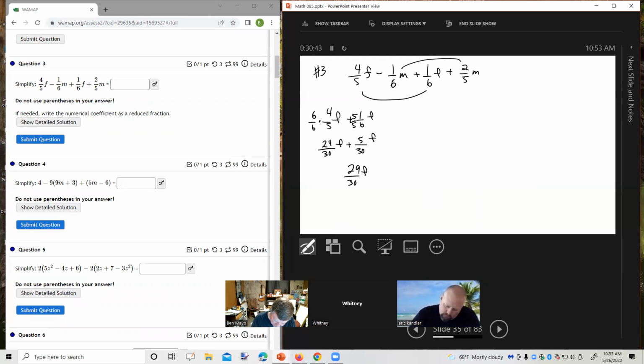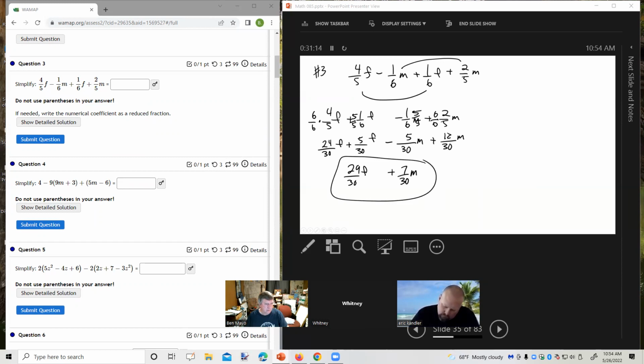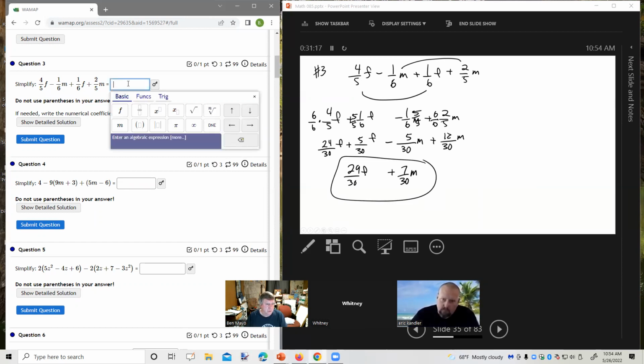Now, let's take the next two, minus 1/6 m plus 2/5 m. Again, the common denominator there is 30. I'm going to multiply 1/6 by 5/5 to get 5/30 and 2/5 by 6/6 to get 12/30. Minus 5 plus 12 would be plus 7/30 m. Okay, so let's see how we're going to put that in there. We're going to go, let's see, 29/30.